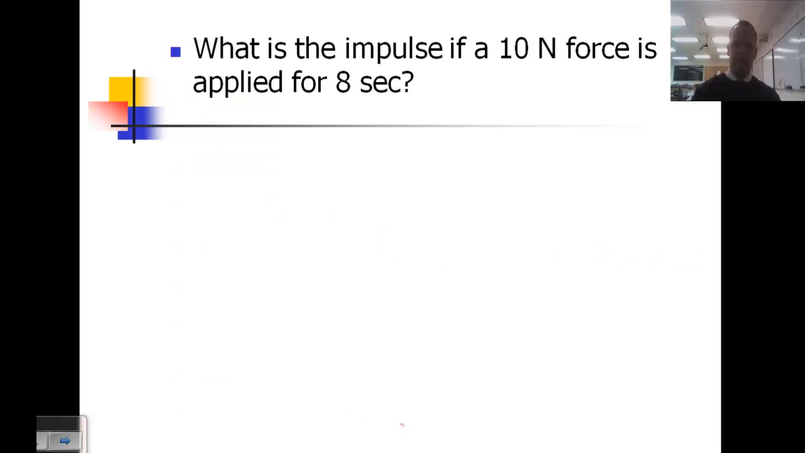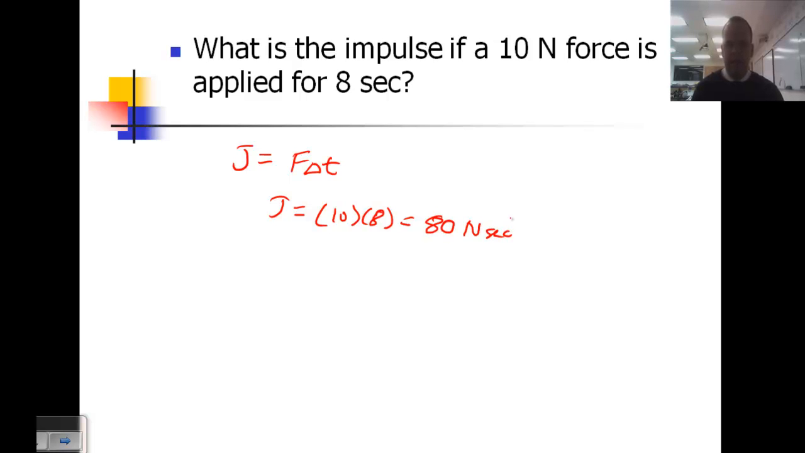As you saw in the lab, when it bounced back up the track, you had a negative velocity and a negative momentum. Now we're going to go through some basic problems using impulse and momentum. These will get more complicated as we continue through them. This first one's pretty straightforward. What is the impulse if a 10 newton force is applied for 8 seconds? Now, we're looking at force and time, so I can do impulse equals force times change in time. So the impulse is 10 times 8, which is 80 newton seconds.